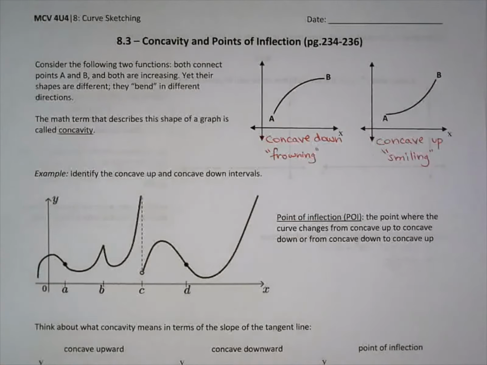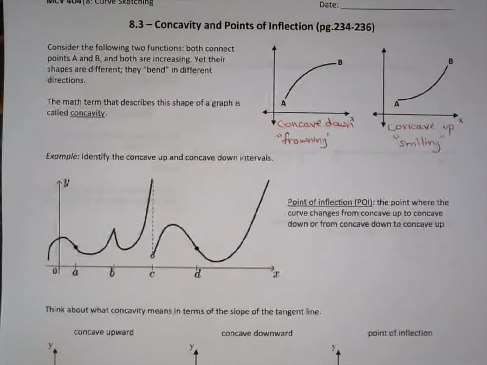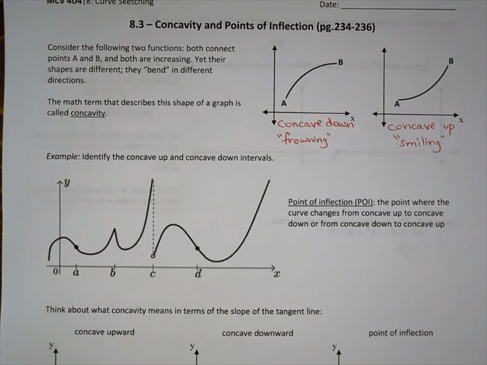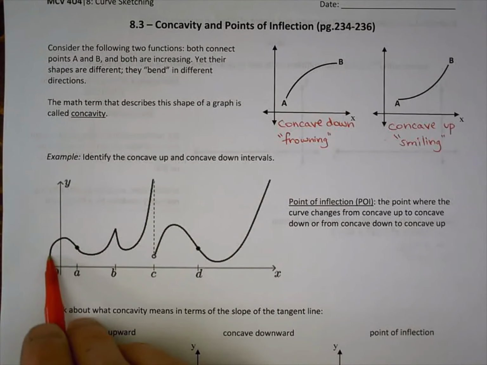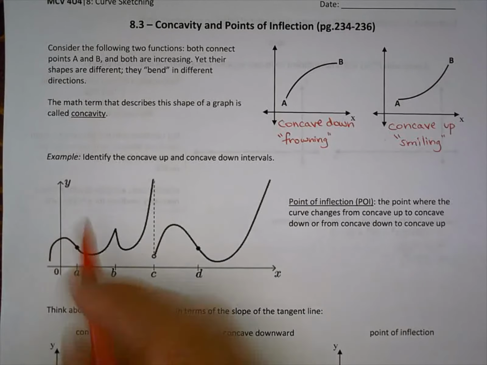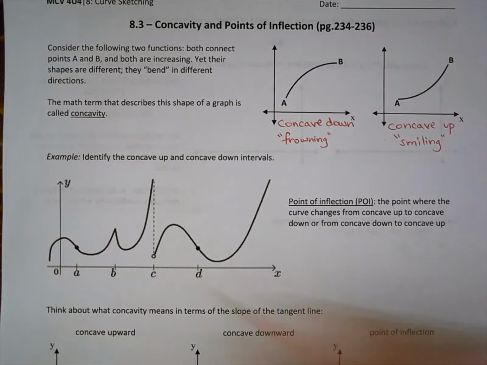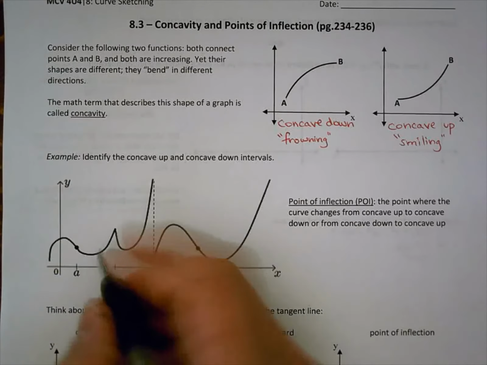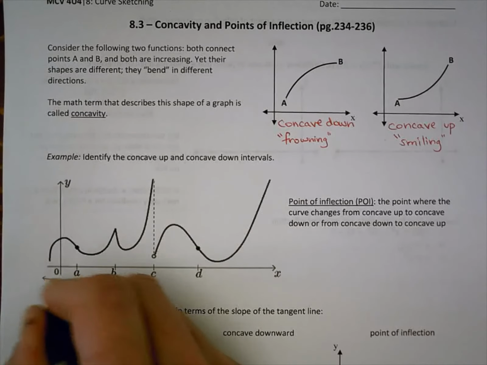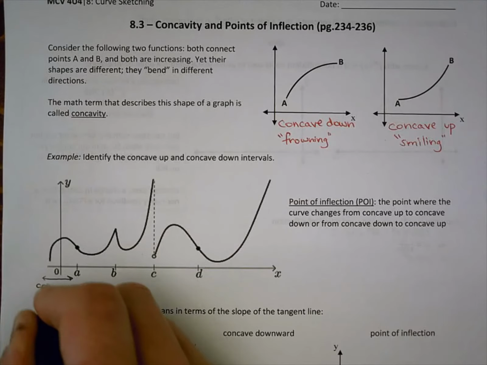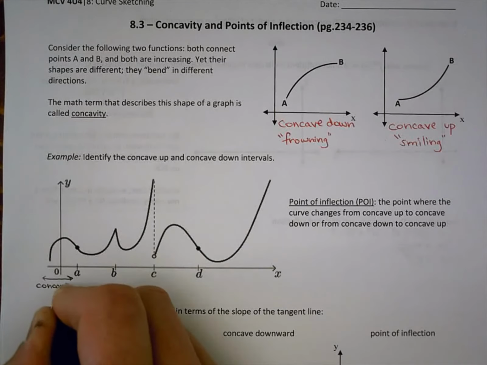So let's go over this new definition and talk about concavity over this weird curve we have here. Let's look at one step at a time. We have a curve here, and here the cave is facing down. So this portion is concave down.